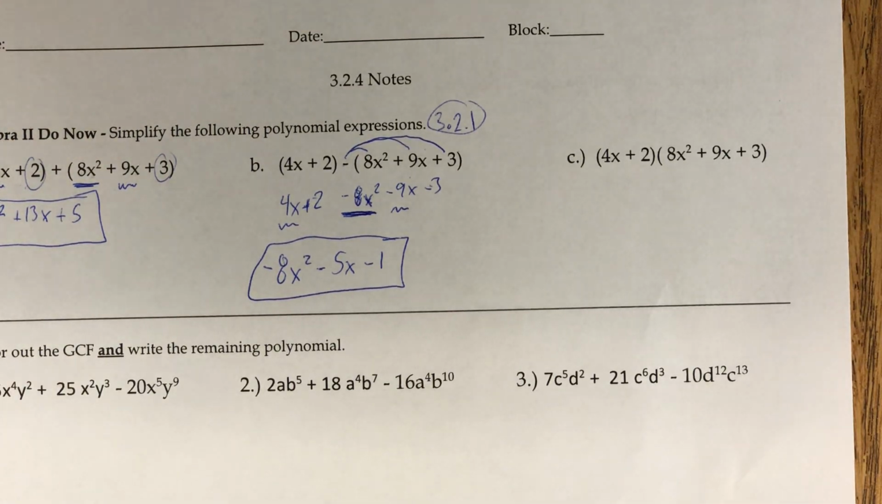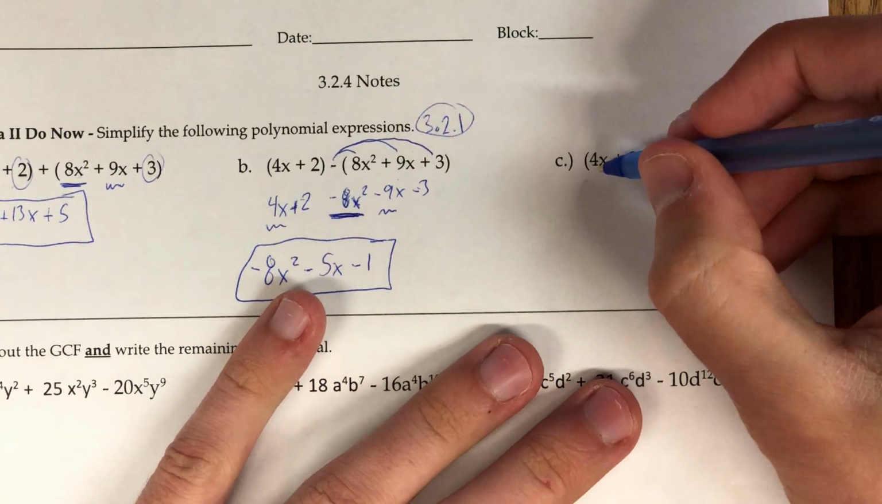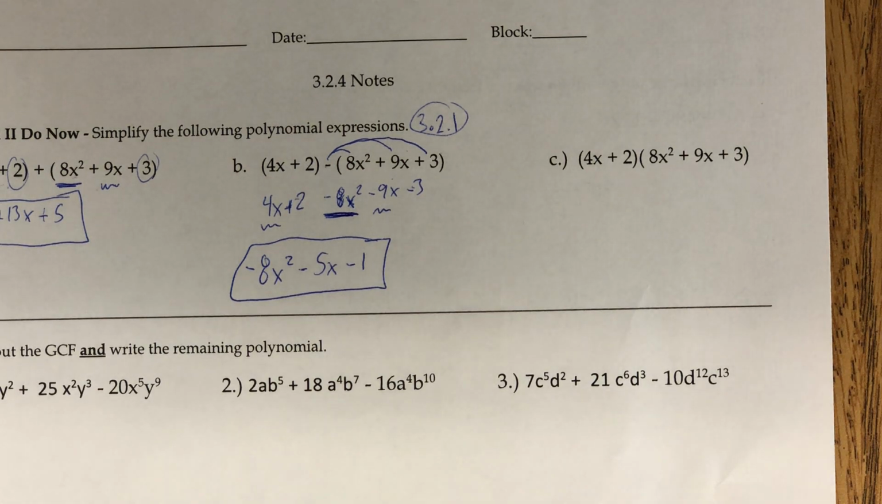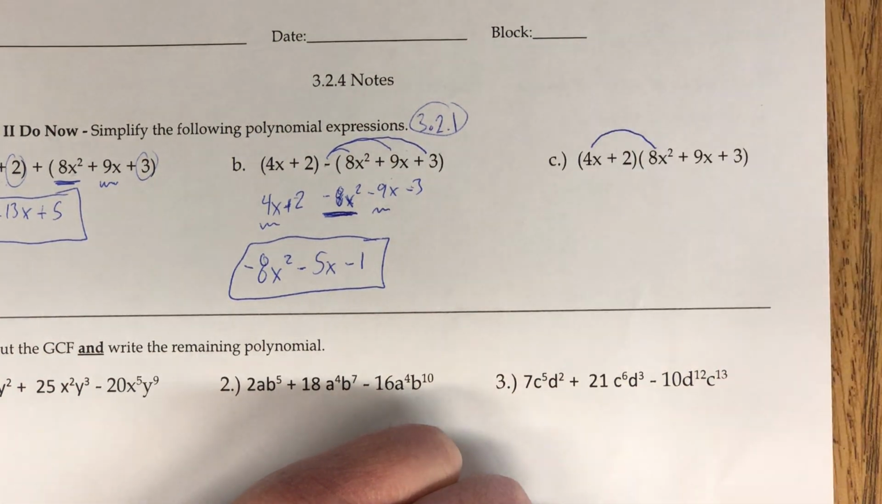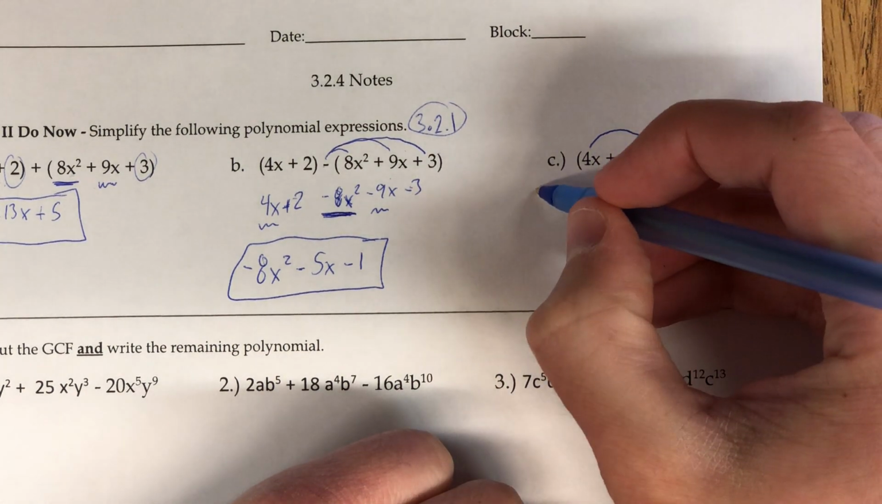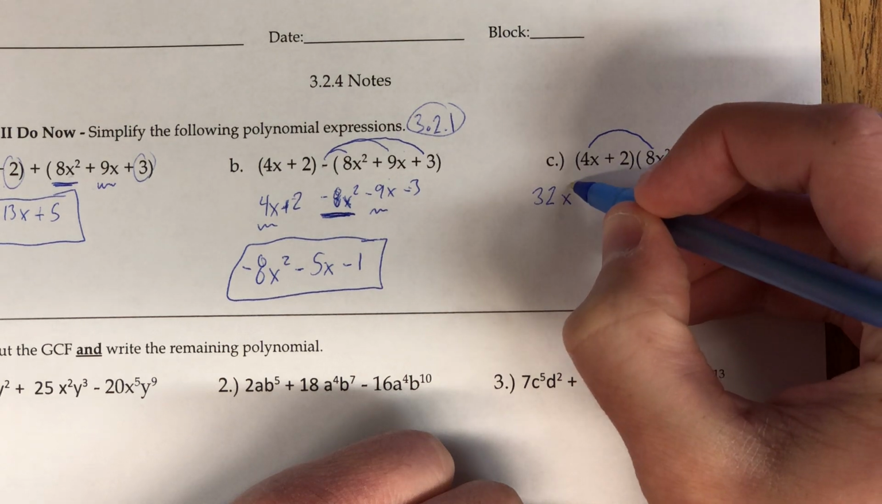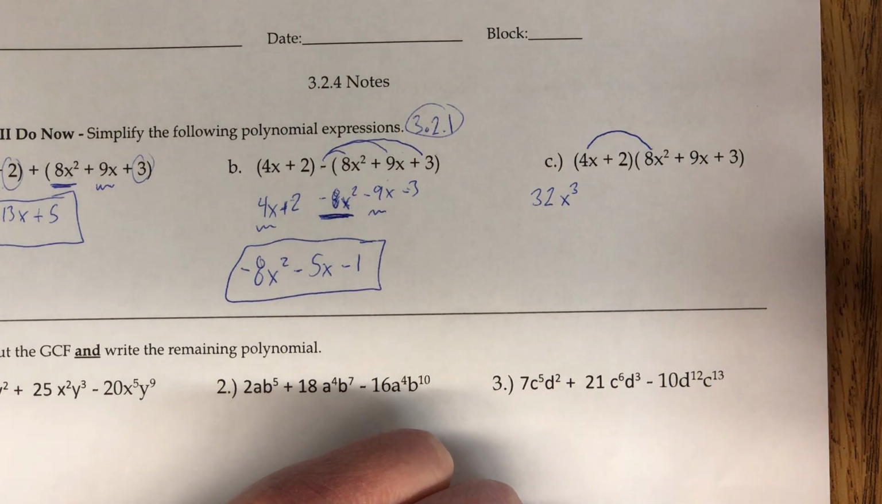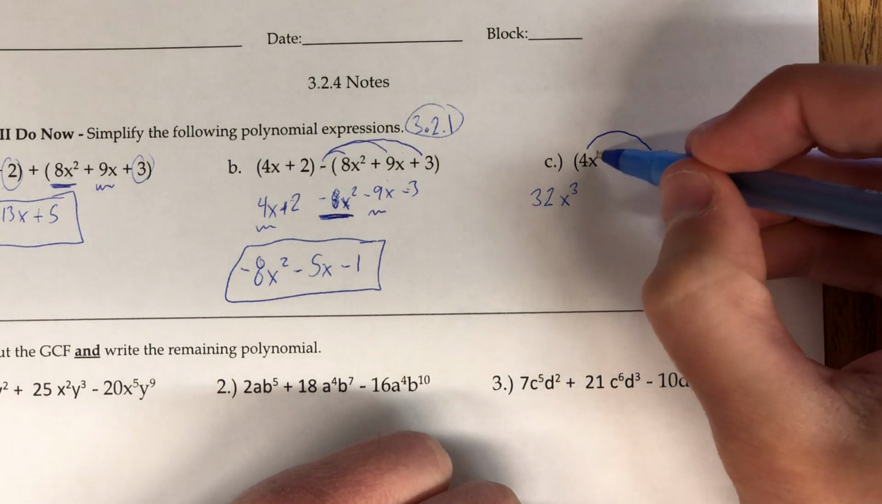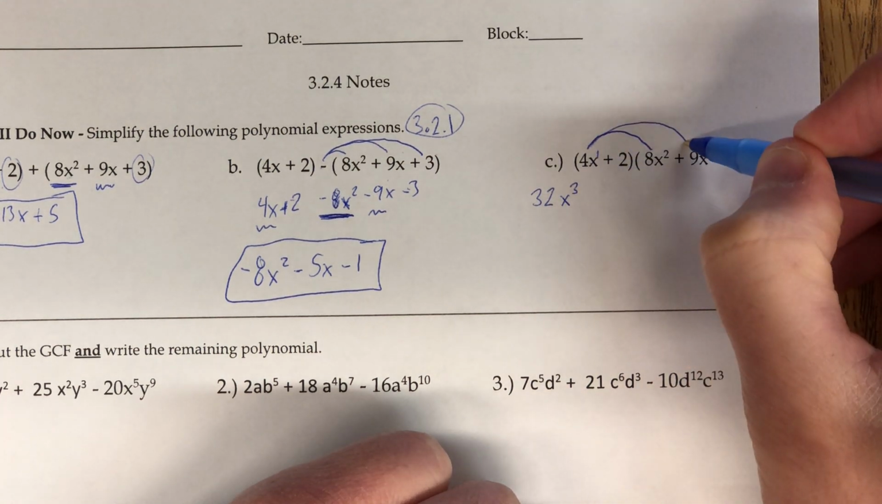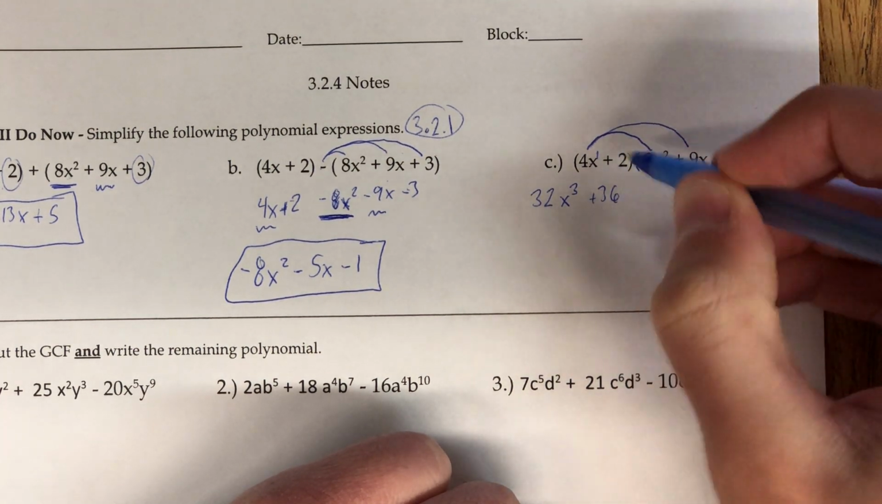Last one we have is multiplication. When we're multiplying, remember every term from the first set by every term from the second. So I'll take my 4x, multiply that by 8x squared. 4 times 8 is 32. X times x squared is x to the third. Remember, add the exponents when you're multiplying variables. So 1 and 2. Next, 4 times 9 is 36.